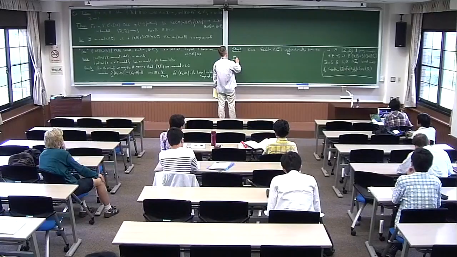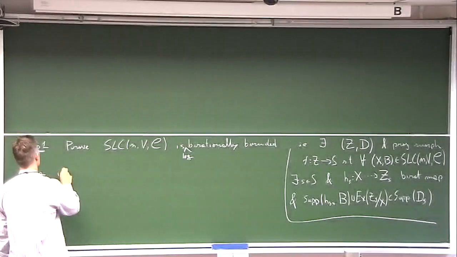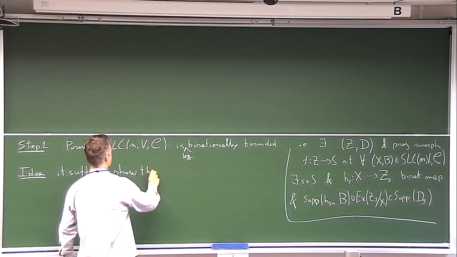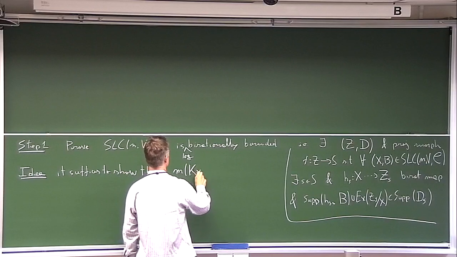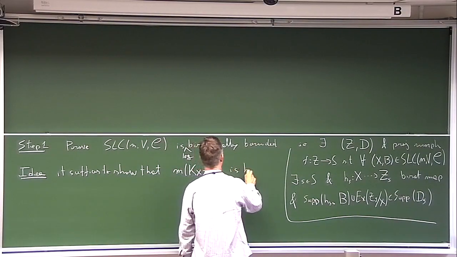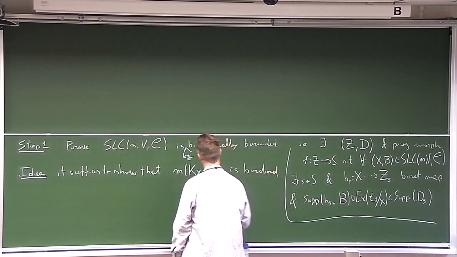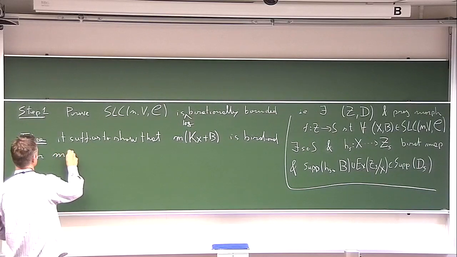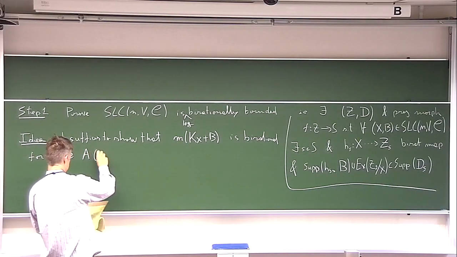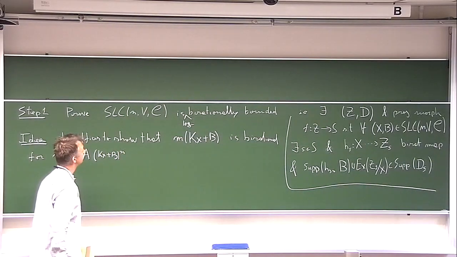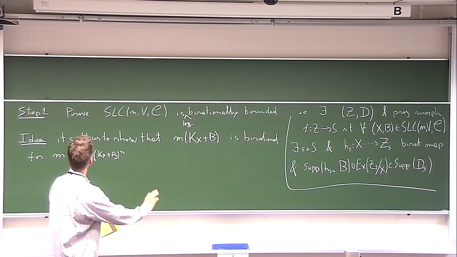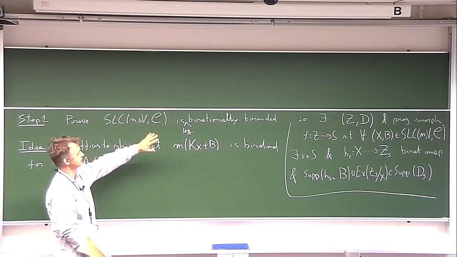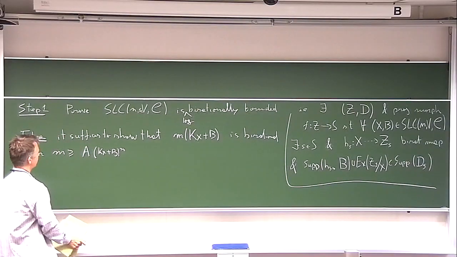So the idea from last time is it suffices to show that some multiple m(K_X + B) is birational as soon as m is greater or equal to some constant a times (K_X + B)^n. Maybe I'll change the statement slightly. I'm going to put a lesser or equal here. So I'm actually going to show that the ones with volume bounded above by V are birationally bounded. Stronger statement. So that's kind of what we did last time.